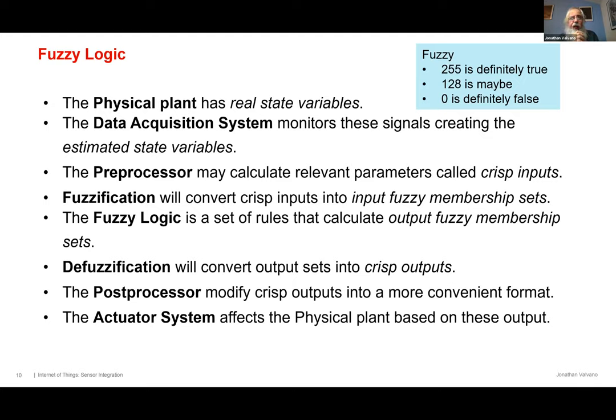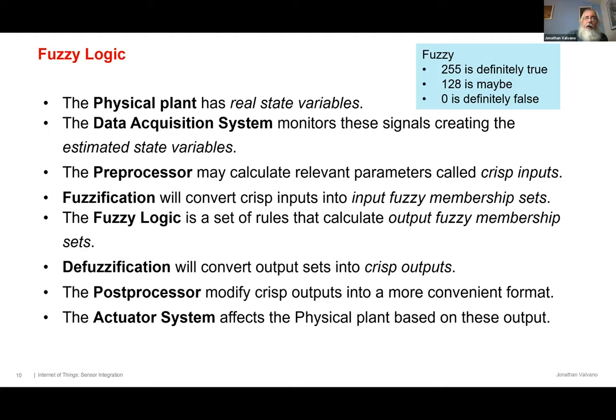But fuzzy logic has state variables. Now, this is not the same as a finite state. In this context, a state variable is a real variable, like temperature, speed, humidity, whatever. Like all control systems, you acquire those signals, but the fuzzy logic process defines crisp inputs as the real inputs to the machine, like speed, temperature, humidity, happiness, whatever. Those crisp inputs have units.